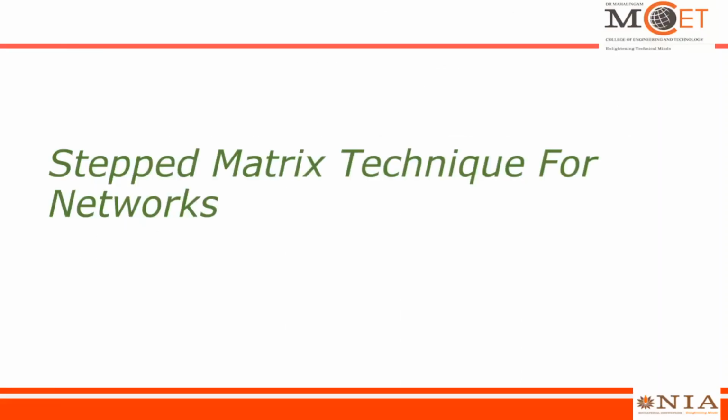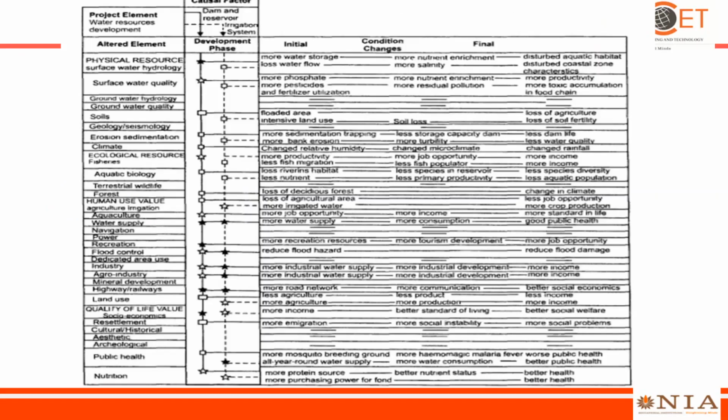So coming to the end of this session, we have something called the stepped matrix technique for networks. This is a little bit more complicated and I'm not going to elaborate so much on this, but you should know what it is. We have seen some simple matrix and a little more complicated matrix with elaboration of each category into various factors, right? This one is complicated in the sense that how they are all interrelated is shown in this particular diagram. This is actually a dam or reservoir related project.